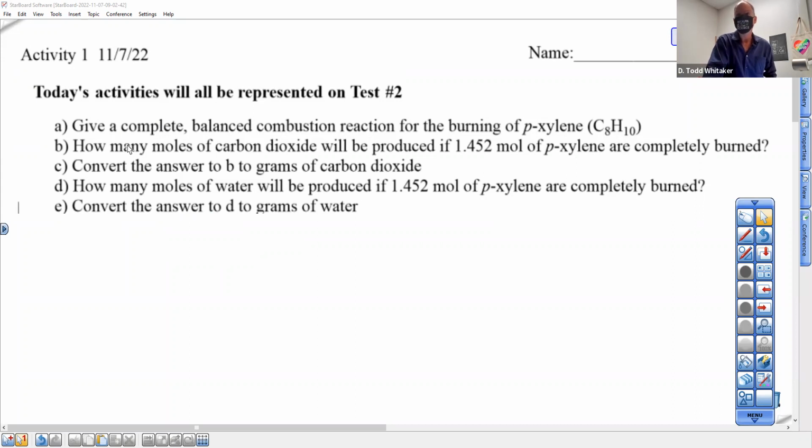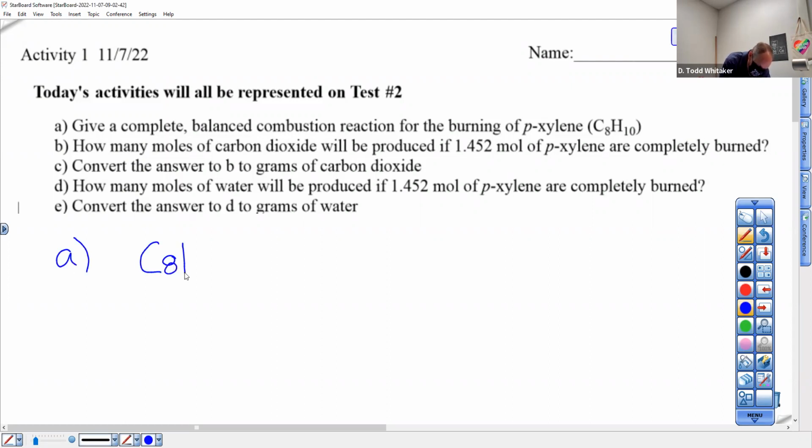So you really have to know when you're told the formula of a fuel, where you go next. And you write down the formula of the fuel. I'll give you the name and the formula. You see it there? It's called paraxylene. You don't need to know its name. C8H10 is all the important thing right there. So we're going to give a complete balanced reaction by starting with C8H10. And who remembers what that has to react with in a combustion reaction?